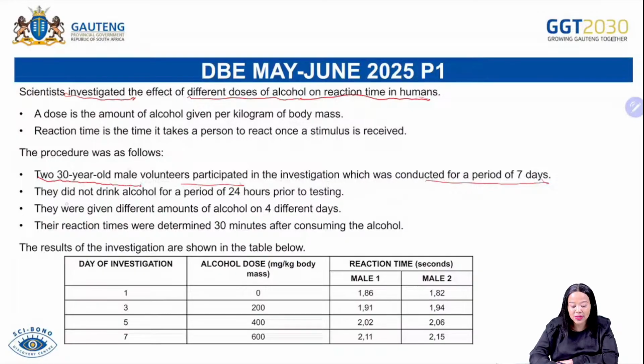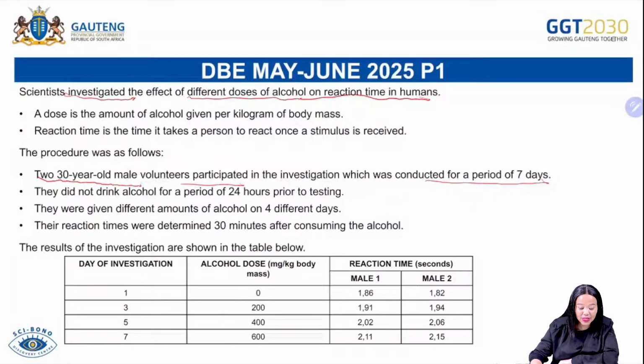There must be a reason. And remember, grade 12, the minute you are given numbers and data when it comes to investigative questions, they are not just giving you that information for the sake of giving the information. There are going to be questions that will need you to use that information. They were given different amounts of alcohol on 4 different dates. Their reaction time was determined 30 minutes after the consumption of alcohol. Then you analyze the results. The results of the investigation are shown in the table below.